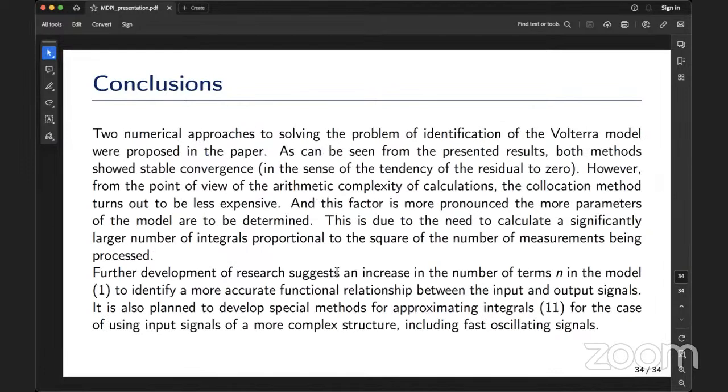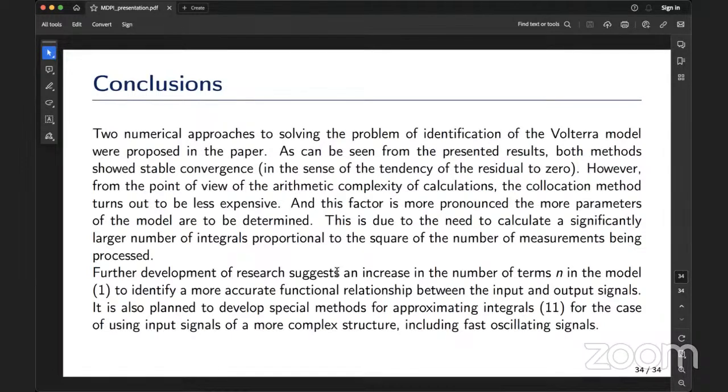Okay, all right. So now we can conclude the results for testing the potential of employment of the collocation method for transfer function identification. Basically, we implemented and tested two approaches to resolve the problem of identification of the Volterra kernels. Both methods show stable convergence, in the sense of the tendency of the residual to zero. However, from the point of view of arithmetic complexity of calculations, the collocation method turned out to be less expensive.